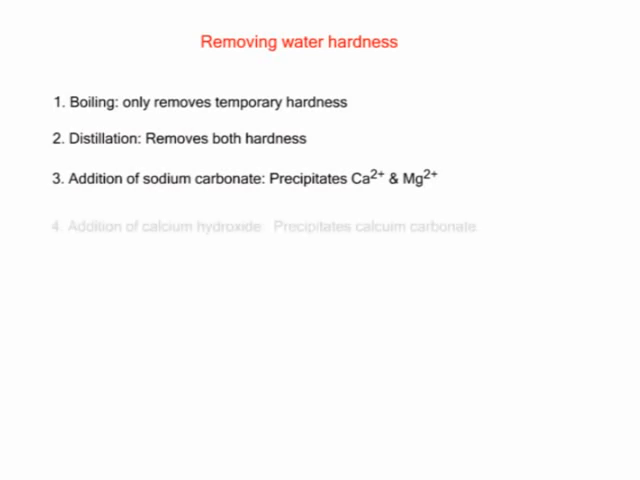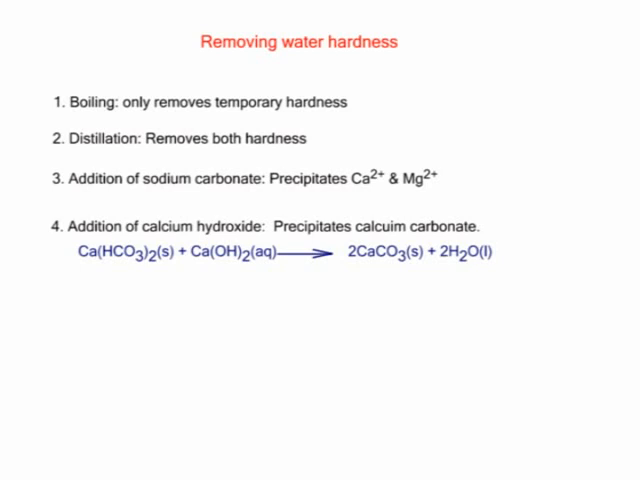The other method is addition of calcium hydroxide, and in this process, a known amount of calcium hydroxide is added to water containing calcium hydrogen carbonate. Calcium carbonate is precipitated out according to this equation. Now you need to be careful because addition of excess calcium hydroxide causes the water to be hard.